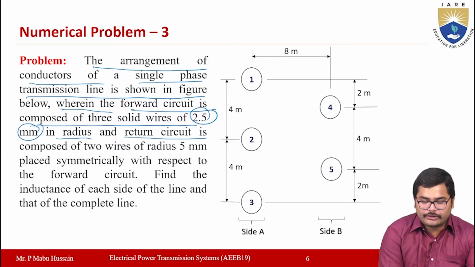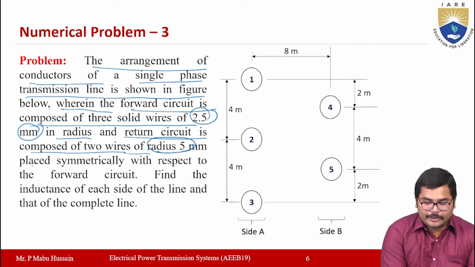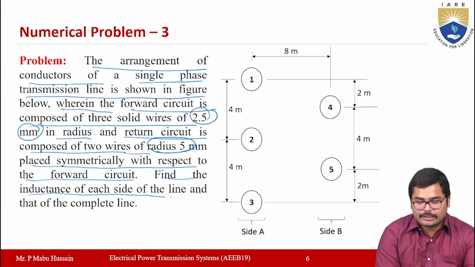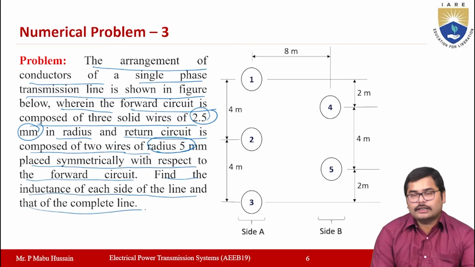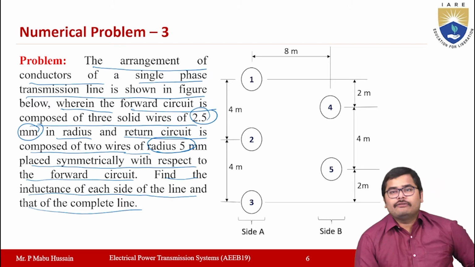So the return circuit is composed of two wires of radius 5 mm placed symmetrically with respect to the forward circuit. Find the inductance of each side of the line and that of the complete line. Okay, here also a single phase line is given.